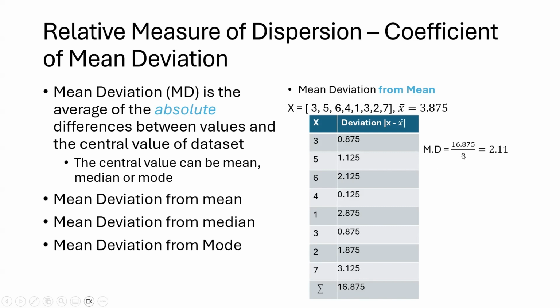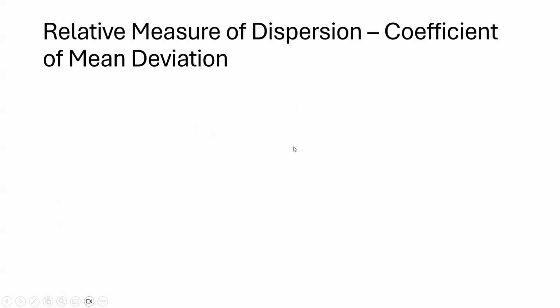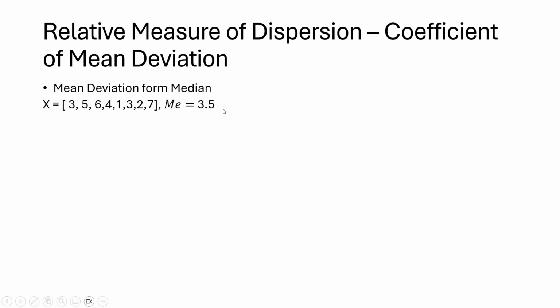This is the sum of all the deviations. When we divide it by the count to take the average of the deviation, which is the mean deviation, we get the value 2.11. So for the coefficient of mean deviation, we have the mean deviation divided by x bar. The value comes out to be 0.544 and will typically be reported as a percentage, so it will be 54.4%.